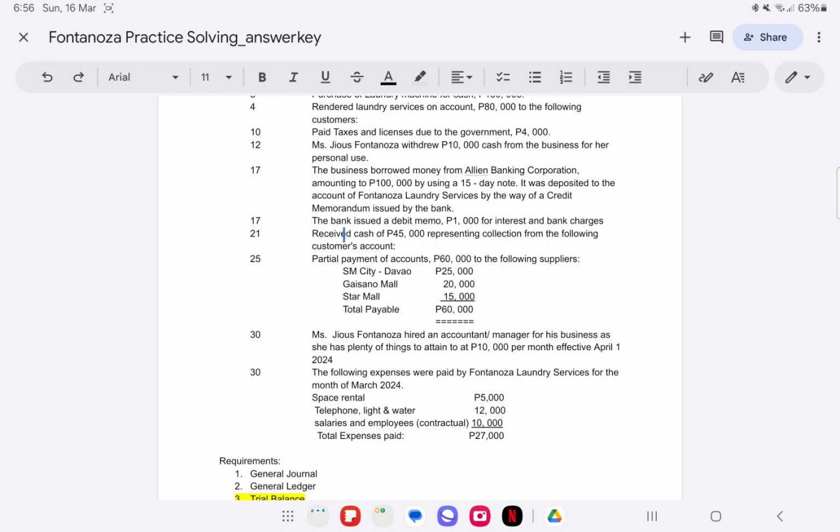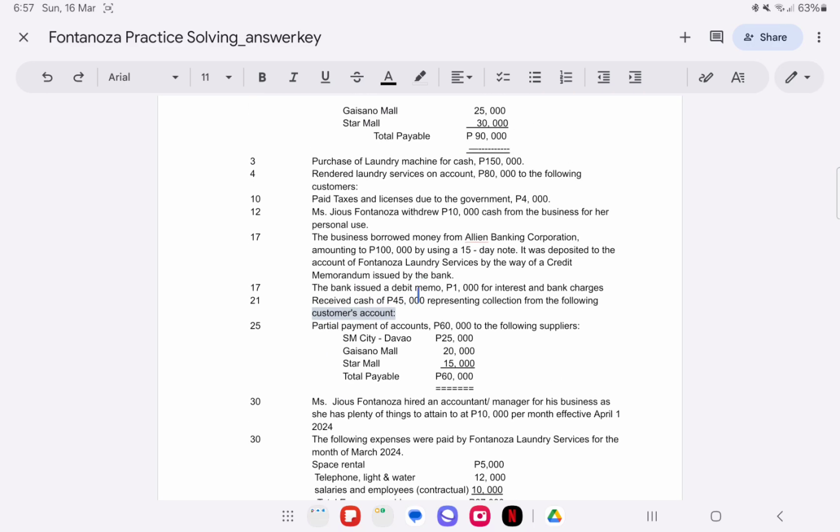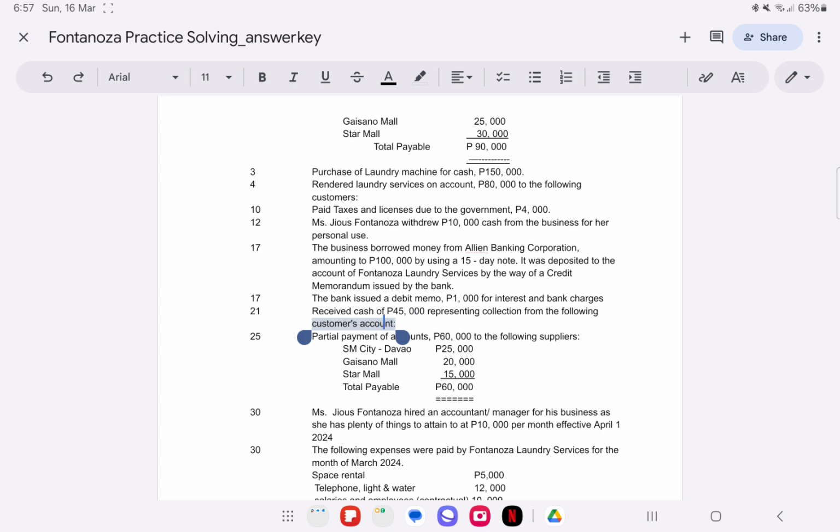Transaction 21. Receive cash of 45,000 pesos representing collection from the following customer's account. When you say customer account, it should be understandable that you are receiving payment from your customers. So you are collecting debts from your customers. Since you receive only cash of 45,000, you're going to look back at the previous transaction wherein you're rendering services to your customers.